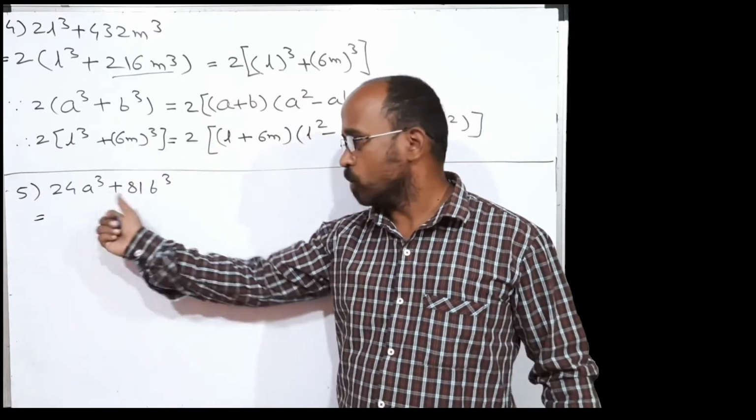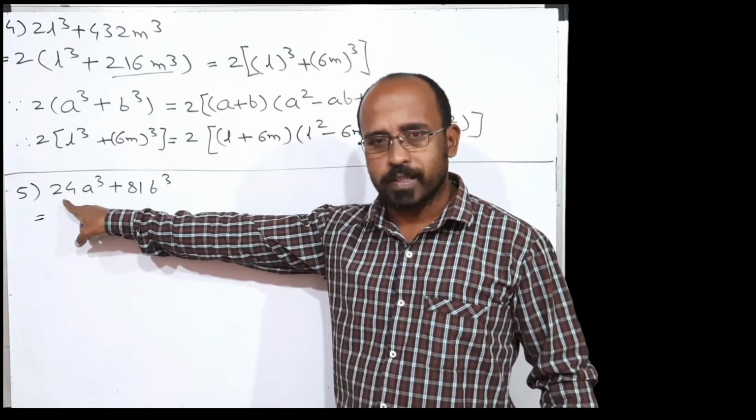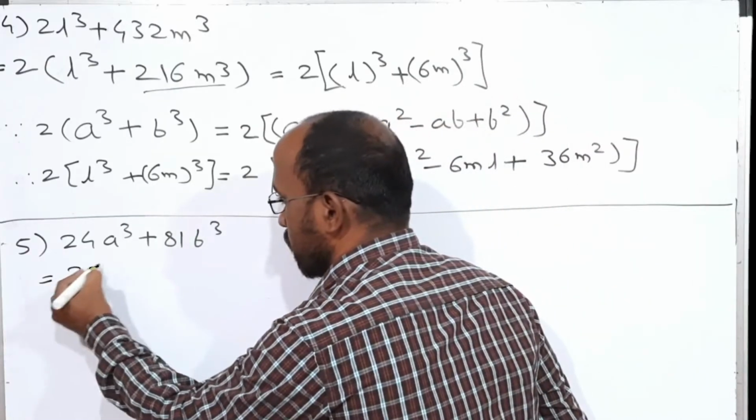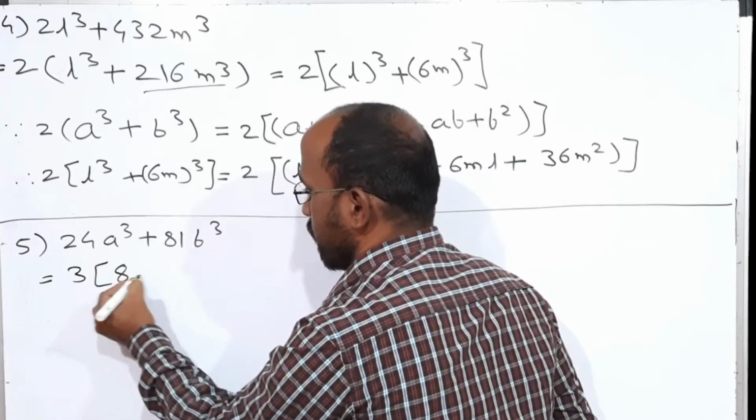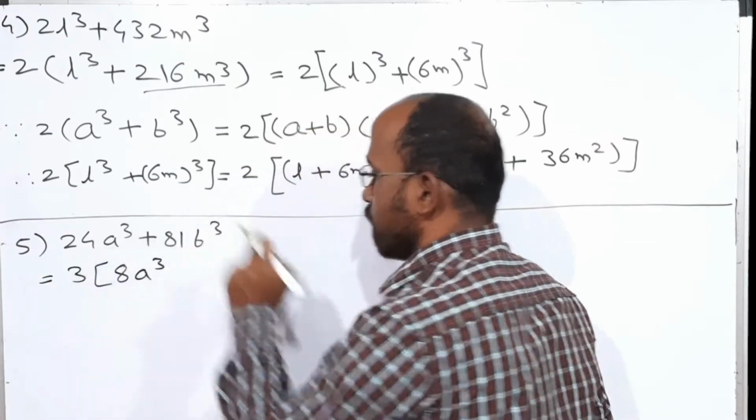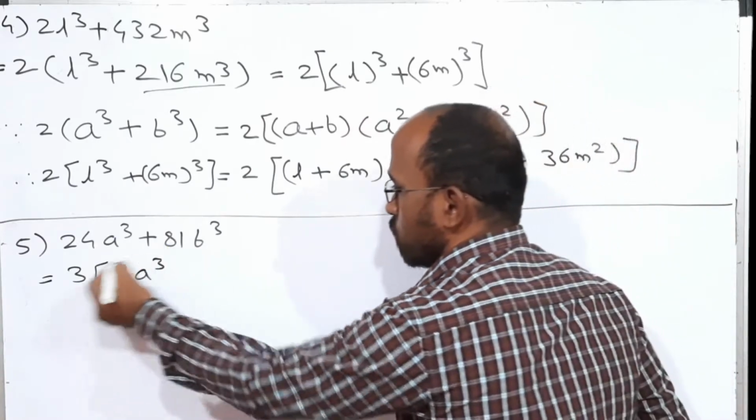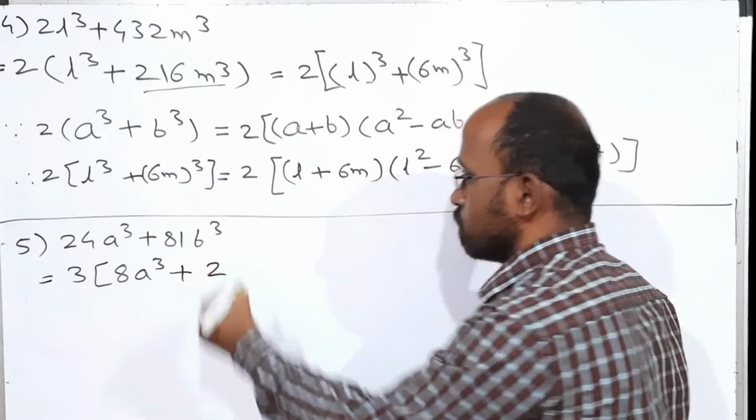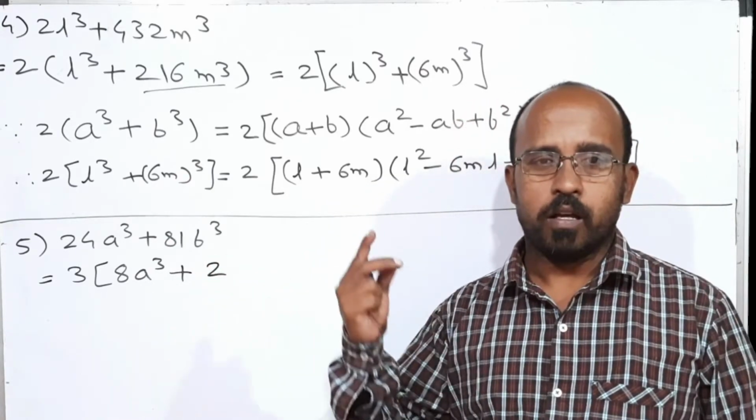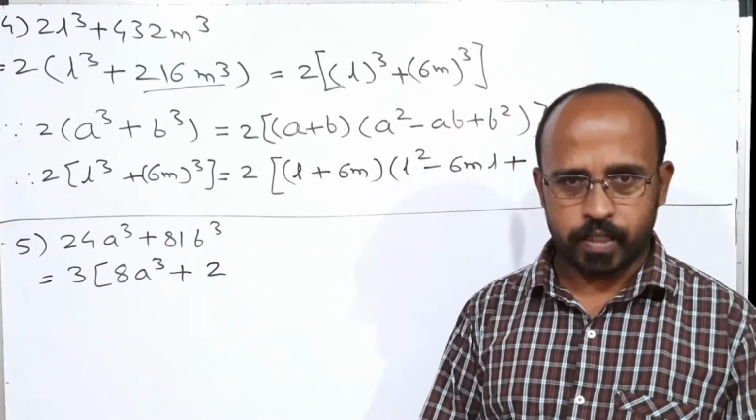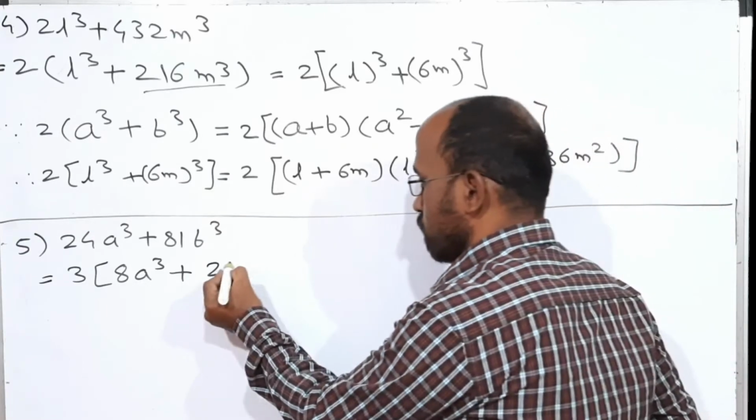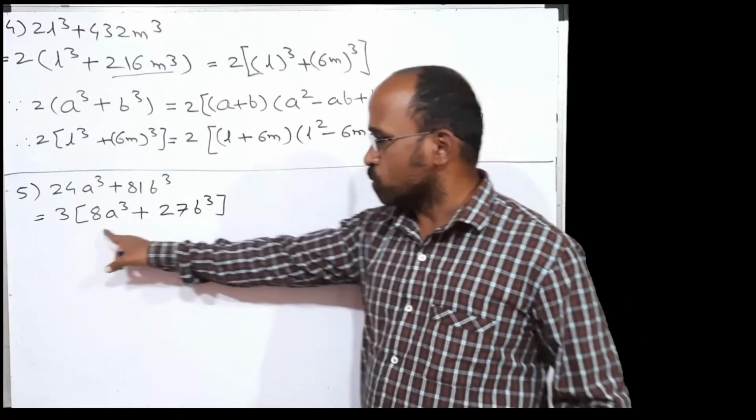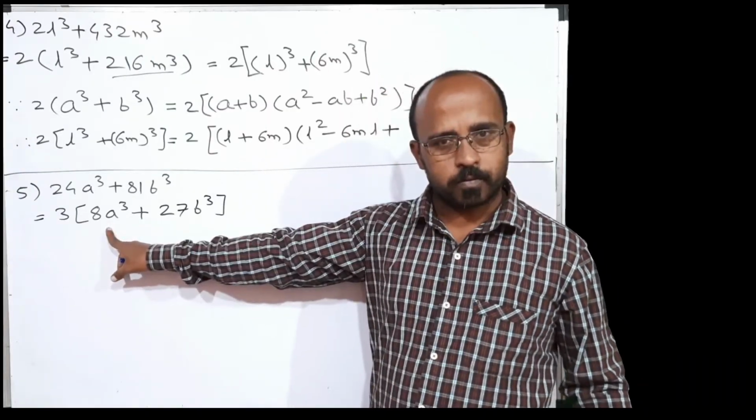24 is divisible by 2, 81 is not. 24 is divisible by 3, 81 also divisible by 3. So let's take 3 common out of the bracket. 3 8s are 24, 8a cube. 81 divided by 3, 3 2s are 6, both are plus, so symbol will be plus. 3 2s are 6, 8 minus 6, 2, 1 on that 2, 21, 3 7s are 21. So 27b cube.